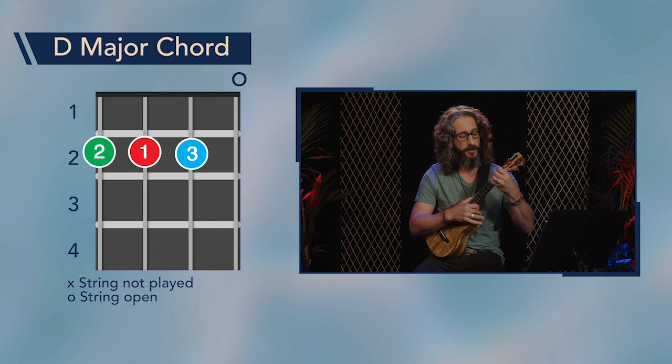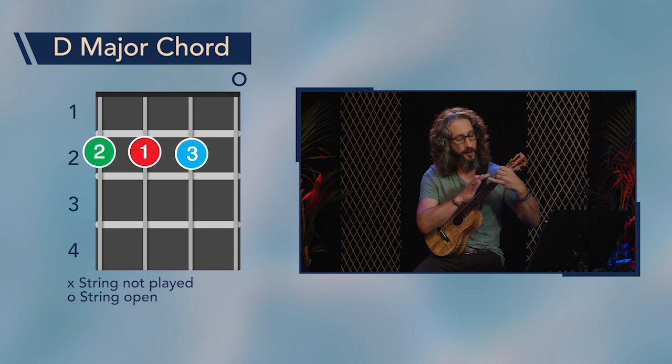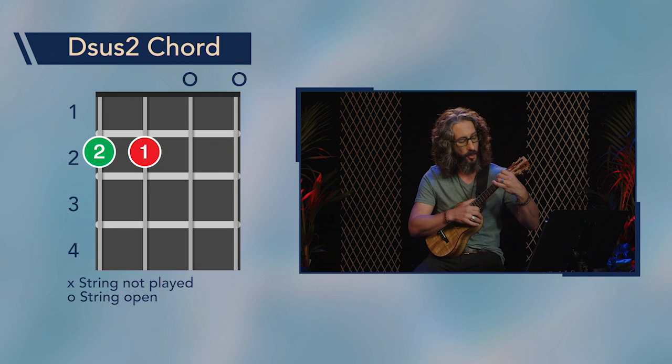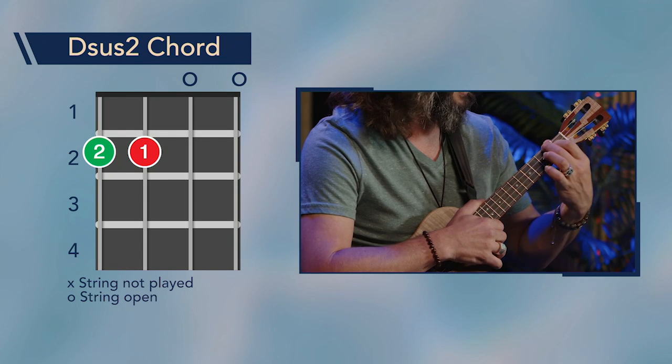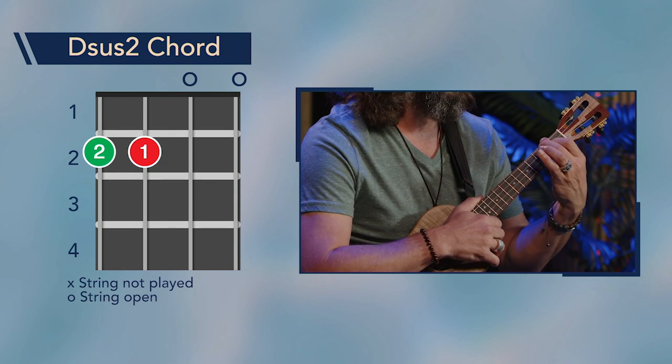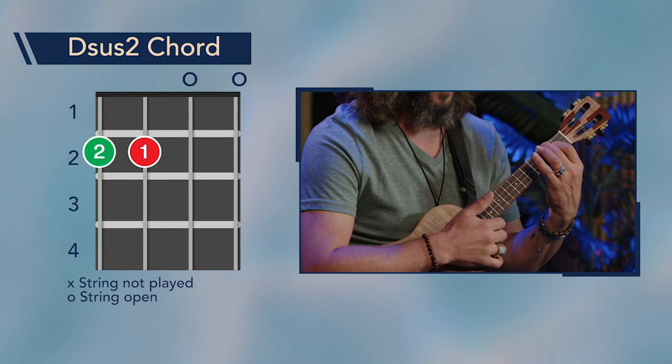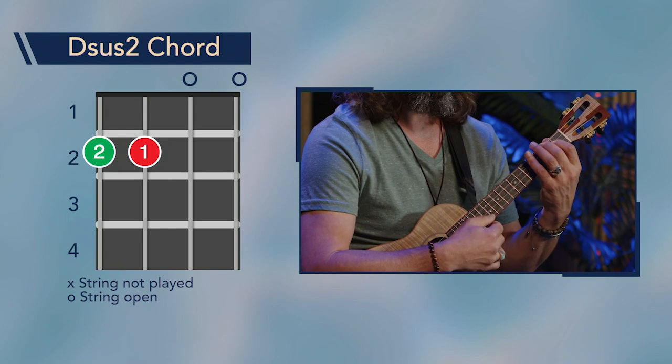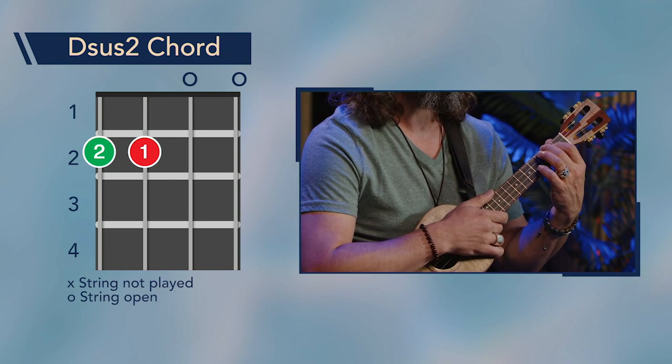From the D major chord, we can generate a D sus2 by removing our 3rd finger, our ring finger, or whichever finger you have on the 2nd string. So now we've got fret 2 on the 4th string, fret 2 on the 3rd string, the 2nd string is open, and the 1st string is open. D sus2.